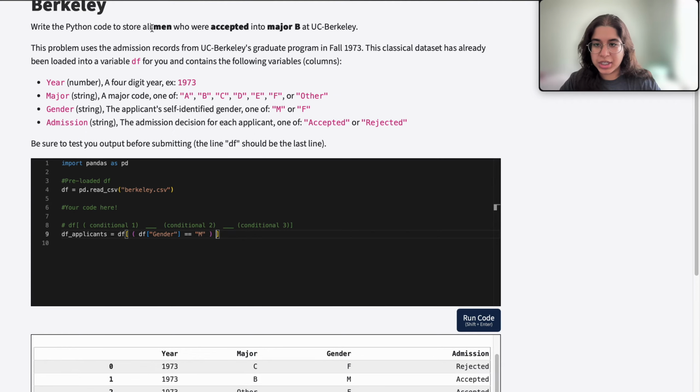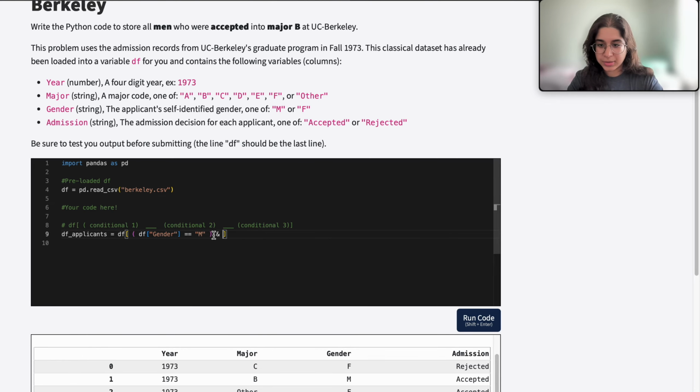So it seems like over here, we want to make sure the applicant is a male and the applicant was accepted and the applicant is from major B. So it makes sense to have and signs between each of these conditions because we want all three of these conditions to be true. We don't want it to be like any applicant should be a male or they were accepted, or they were in major B. We don't want any of that, right? We want all of the rows, all the applicants who were males and they were accepted and they were in major B. So that makes it a lot more clear that basically we should be putting and signs between each of our conditions.